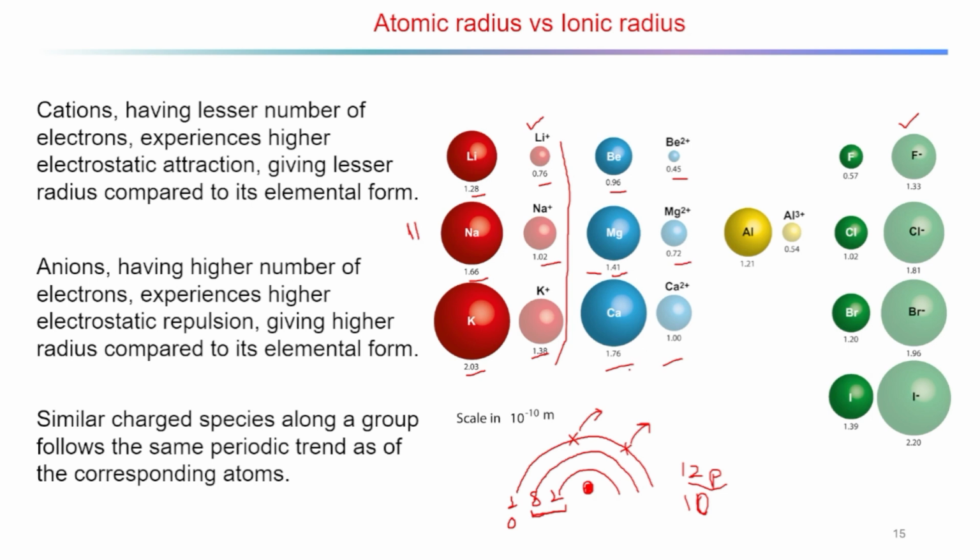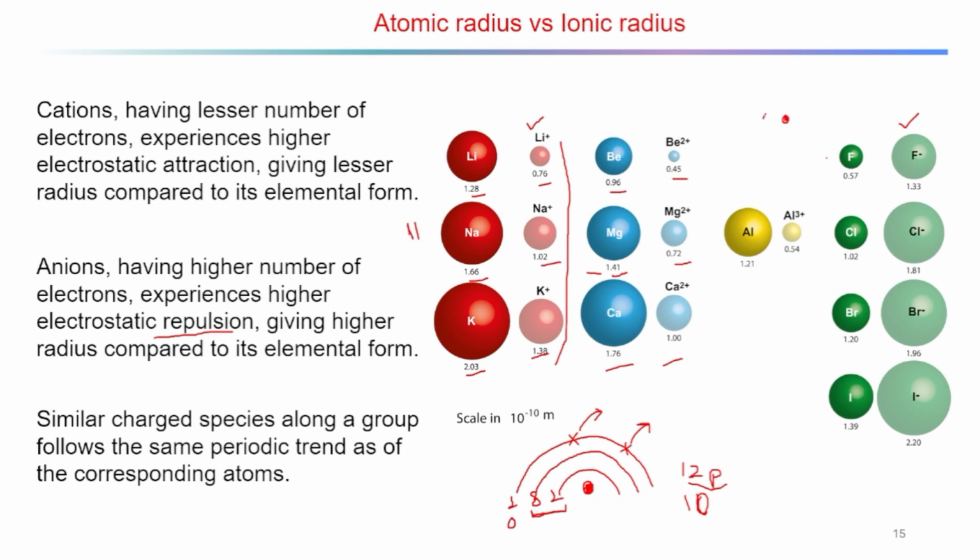But in case of anions, let's see the case of anions. Anions, having a higher number of electrons, experience higher electrostatic repulsion. See, in case of fluorine, if you take fluorine, so we had this, I will draw here.